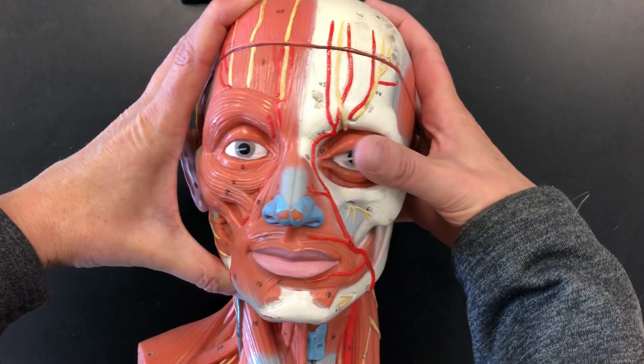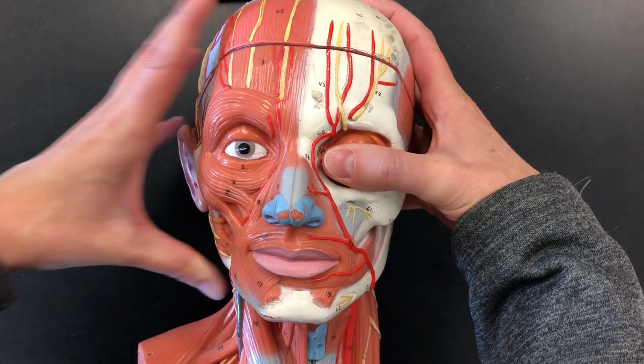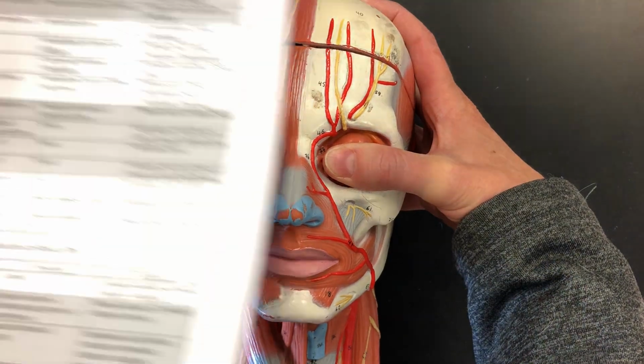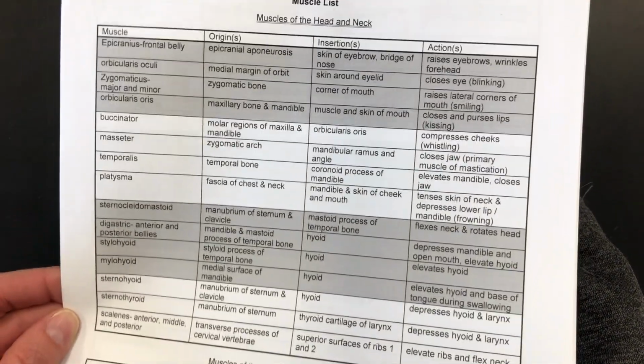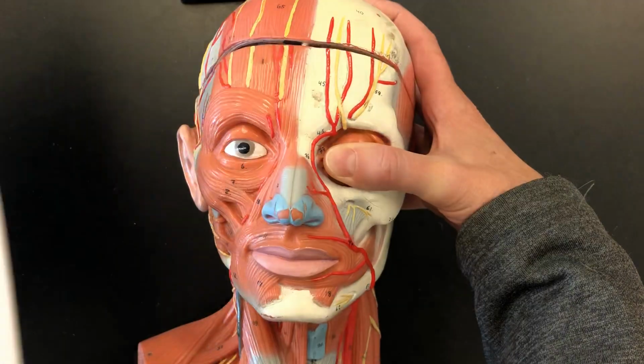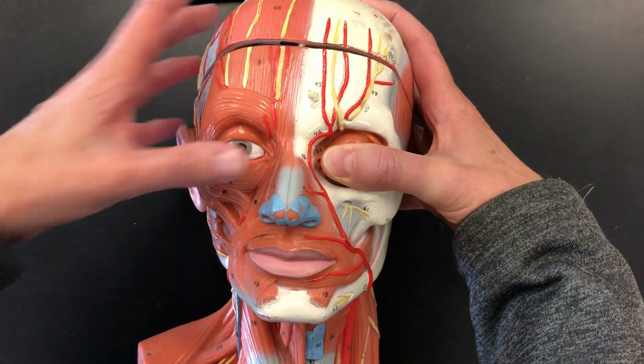Hello and welcome back. We are going to get started as I put my thumb right in the eyeball here. This video is going to go over the muscles of the head and neck. I'm going to have a muscle list right here next to me, and I'm going to show you where these things are on our model.